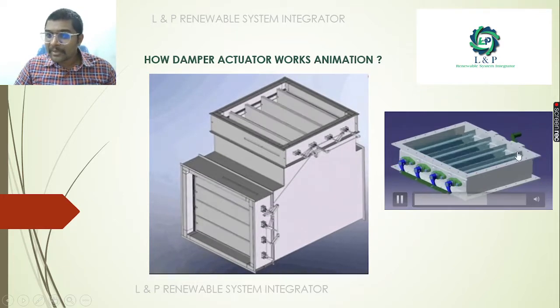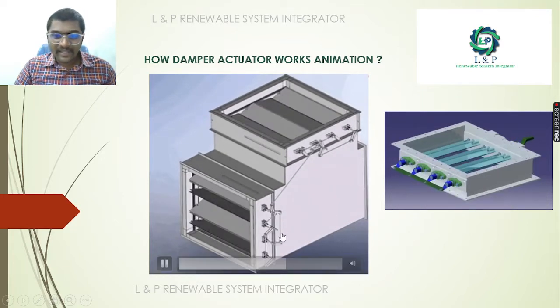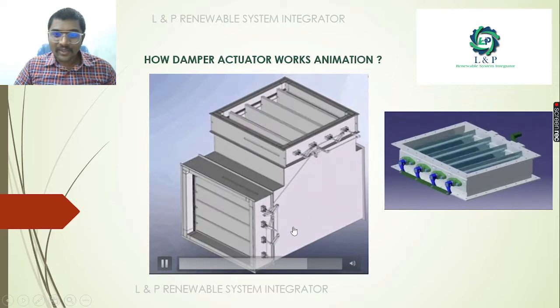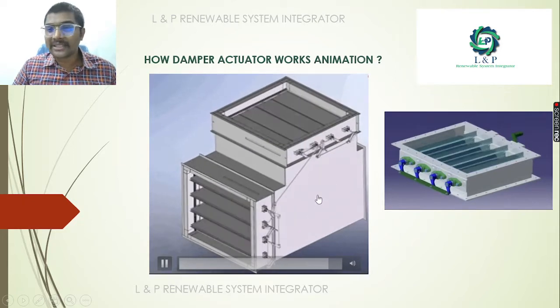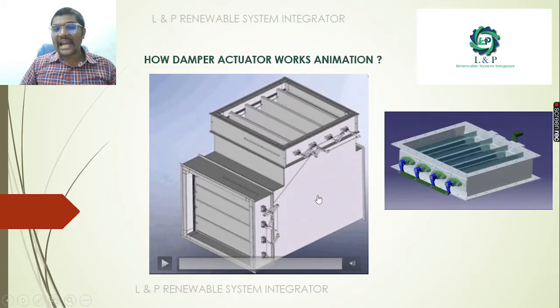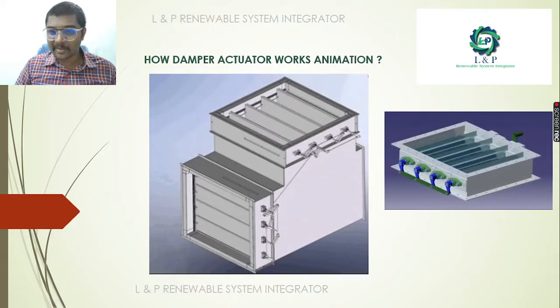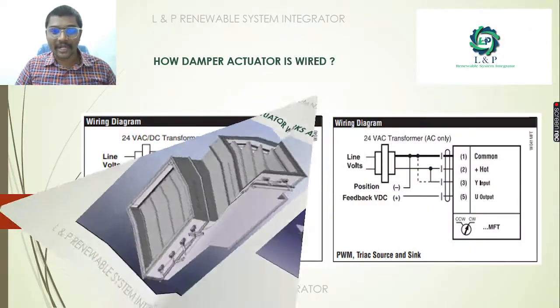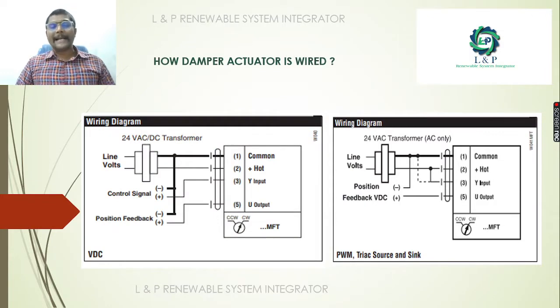So this is an example of how it works mechanically. Using the actuator, we are going to perform this mechanical operation. Using the electrical actuators, we perform the mechanical operation of opening and closing. Now, here is a pretty basic idea we should all know about when wiring damper actuators.